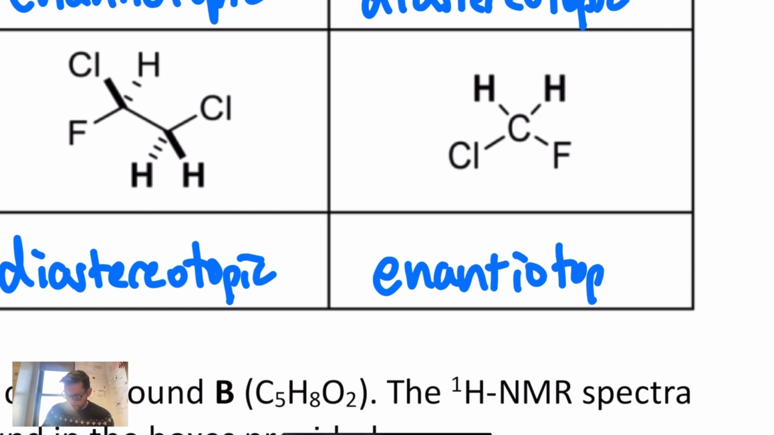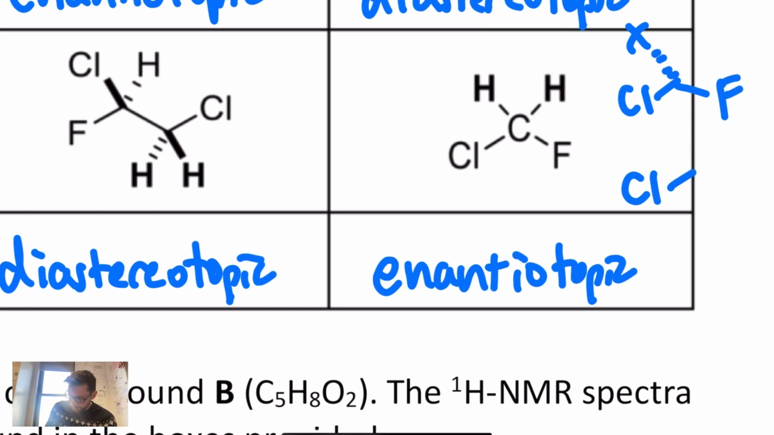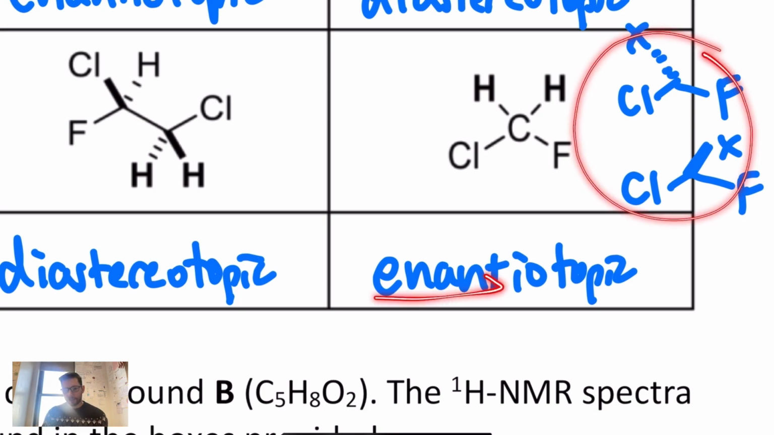I'll draw this one out. Imagine replacing one of those H's with an X, or replacing the other one with an X. Remember, this is an sp3 carbon, so it has direction, so I'm using a dashed line for one and a bold for the other. Those will be enantiomers of each other, so we say that the hydrogens are enantiotopic.